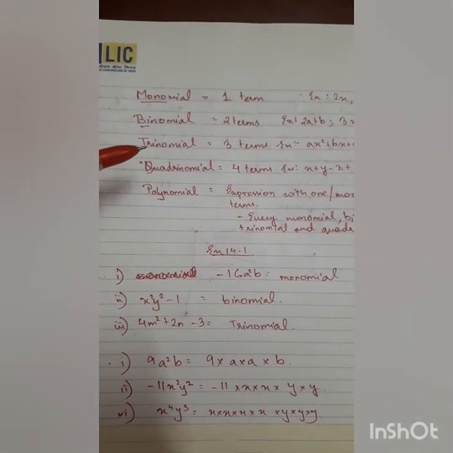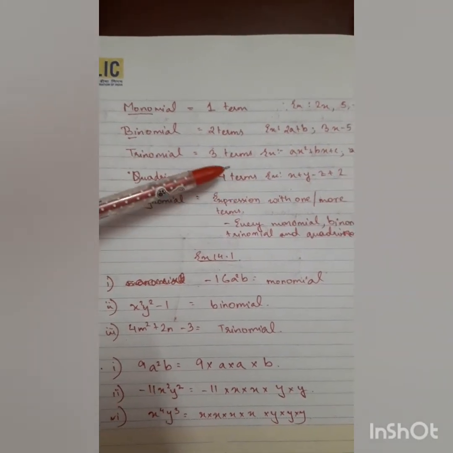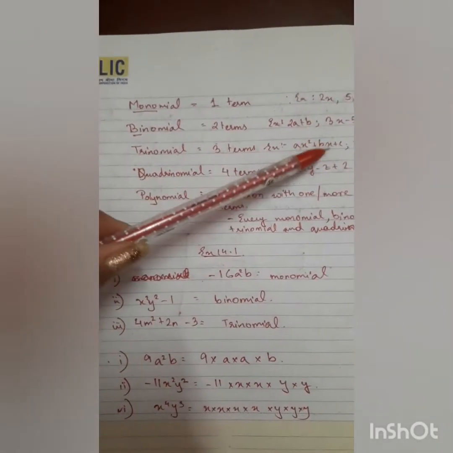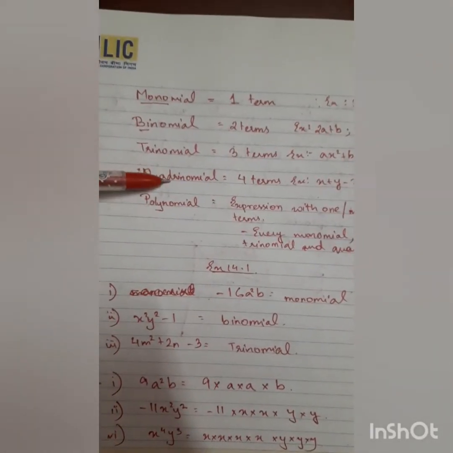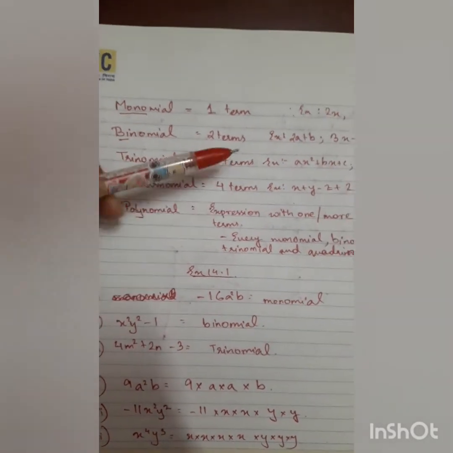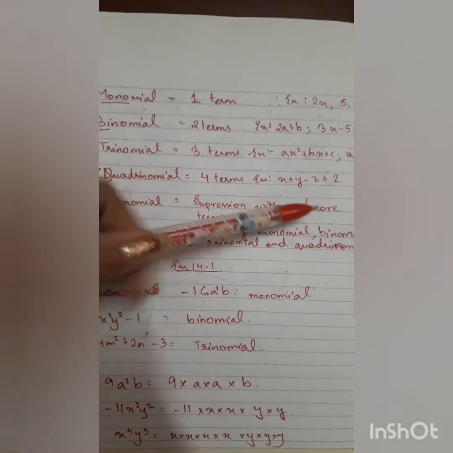Next we are having trinomial. The term tri means 3, so trinomial means three terms. Ax square plus bx plus c, a plus b plus c. Next we have quadrinomial. Quad means 4, so quadrinomial means 4 terms. X plus y minus z plus 2, this is an example of quadrinomial.